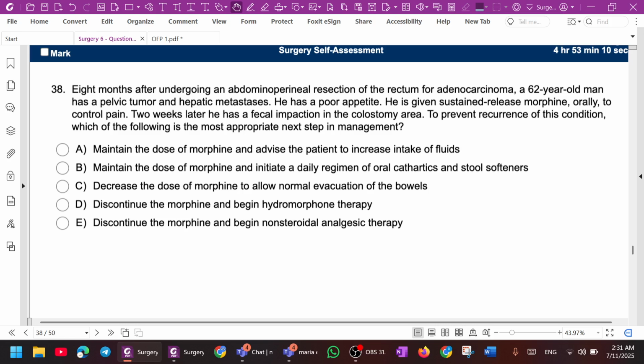Eight months after undergoing an abdominoperineal resection of the rectum for adenocarcinoma, a 62-year-old man has a pelvic tumor and hepatic metastasis. He has a poor appetite. He is given sustained release morphine orally to control pain. Two weeks after, he has a fecal infection in the colostomy area. To prevent recurrence of this condition, which of the following is the most appropriate next step in the management?